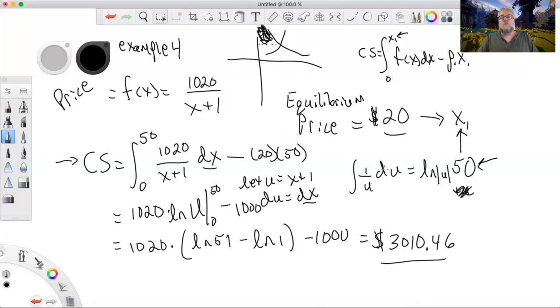So sometimes they give you the price in the homework and you solve for x1. Sometimes they'll give you x1 and you'll solve for the price. So you'll plug x1 into here and you'll solve for the equilibrium price, and then you're able to use them in here. Okay? But these consumer surplus problems tend to be all the same. And so enjoy. We'll go to the next one here.